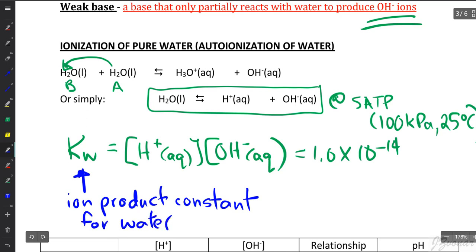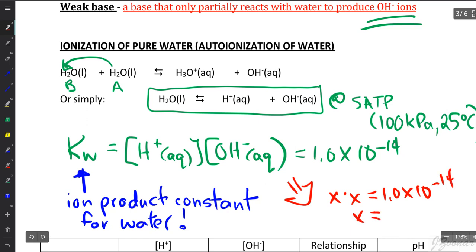At SATP, from this relationship here we can determine the following. If we were to find the concentration of hydrogen ions and hydroxide ions, we define it as X. So X times X is going to equal 1.0 times 10 to the negative 14. When I solve for X, it equals 1.0 times 10 to the negative 7.